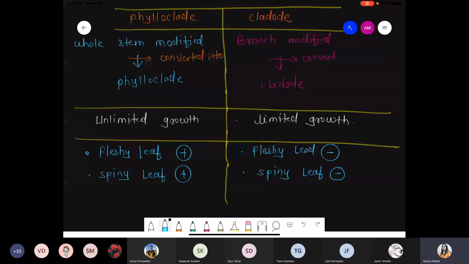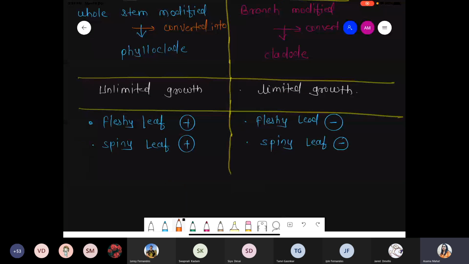What is the meaning of bristles? Bristles are present on the phylloclade, but such hard pointed structures are totally absent with respect to the cladode. So these are exactly the basic differences between the phylloclade and the cladode. Phylloclade is a stem modification, and the phylloclade shows unlimited growth while the cladode shows a limited growth pattern. Next point: fleshy leaves, spiny leaves, bristles, the entire structure is present in the phylloclade. When you compare this with the cladode, the entire structure is absent.